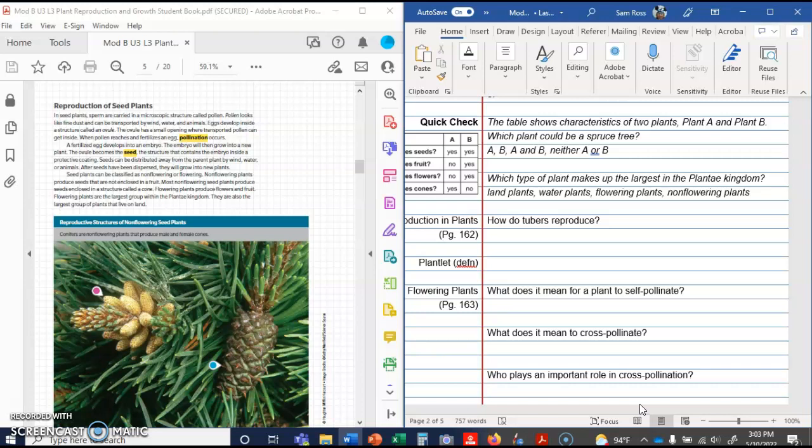Okay, and which type of plant makes up the largest in the Plantae kingdom? Land plants, water plants, flowering plants, non-flowering plants. It's going to be C, flowering plants. Where is that at? Right there.